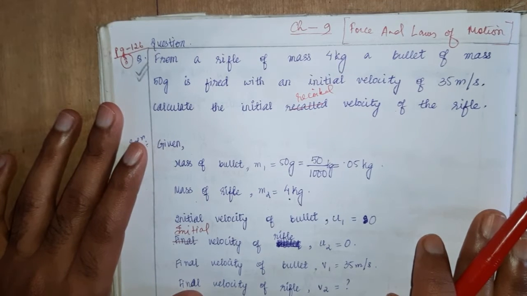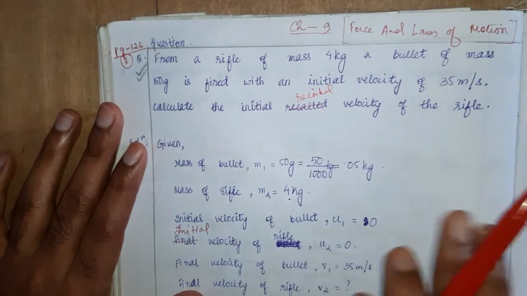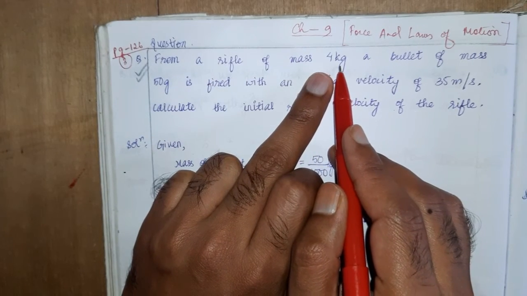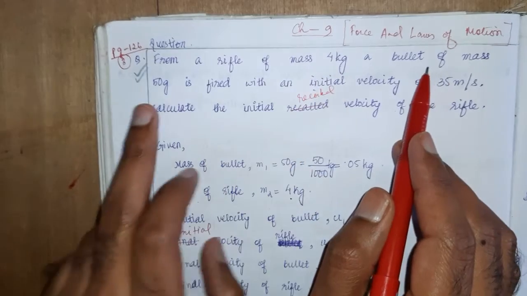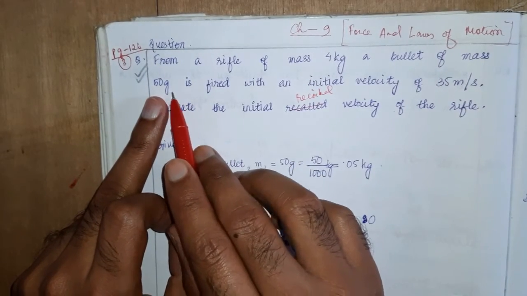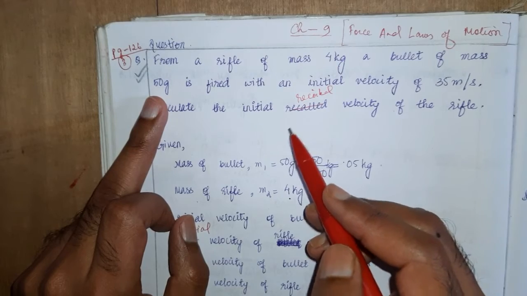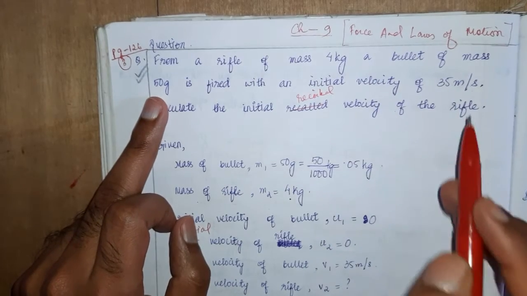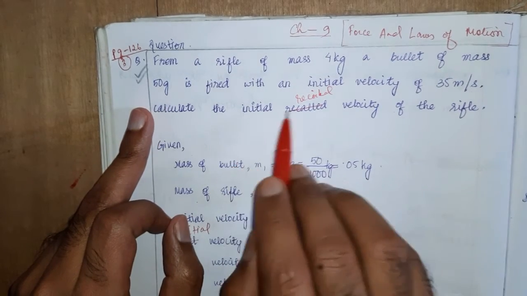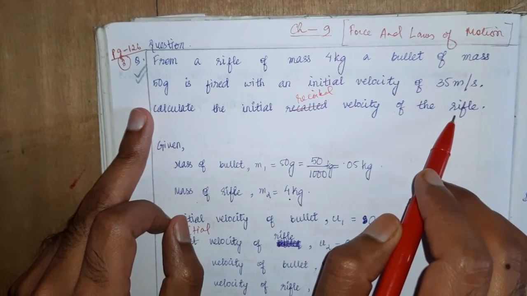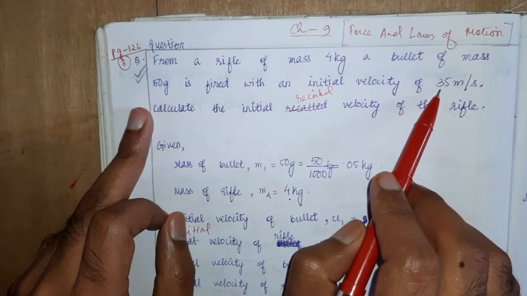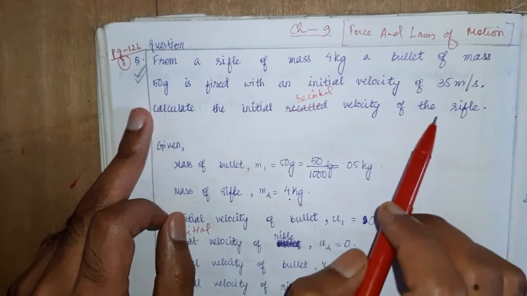Now here, before we start solving, let us first check out what are the things given and what to find out. From a rifle of mass 4 kg, that means the mass of the rifle is given. A bullet of mass 50 gram, the mass of the bullet is also given. It is fired with an initial velocity of 35 meter per second. The velocity of the bullet is also given. Calculate the initial recoil velocity of the rifle. So mass of the rifle, mass of the bullet, velocity of the bullet given, we have to find out the recoil velocity of the rifle.